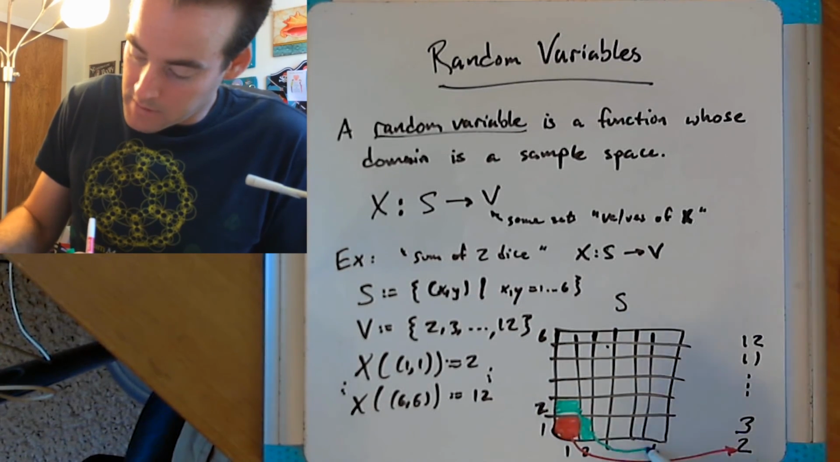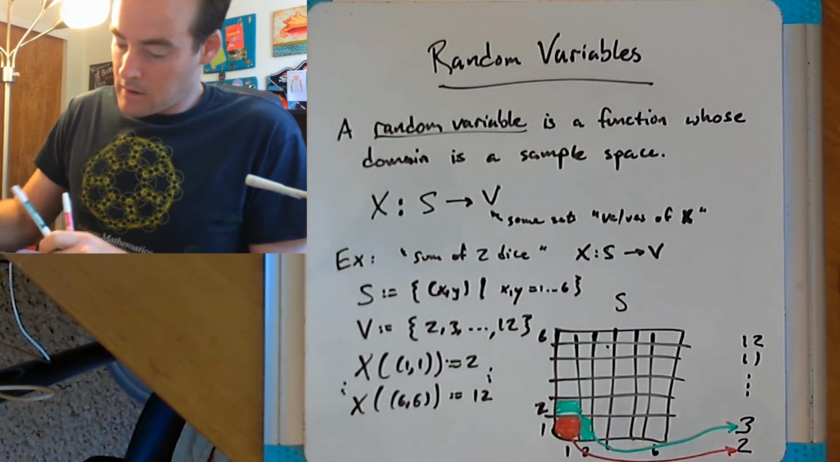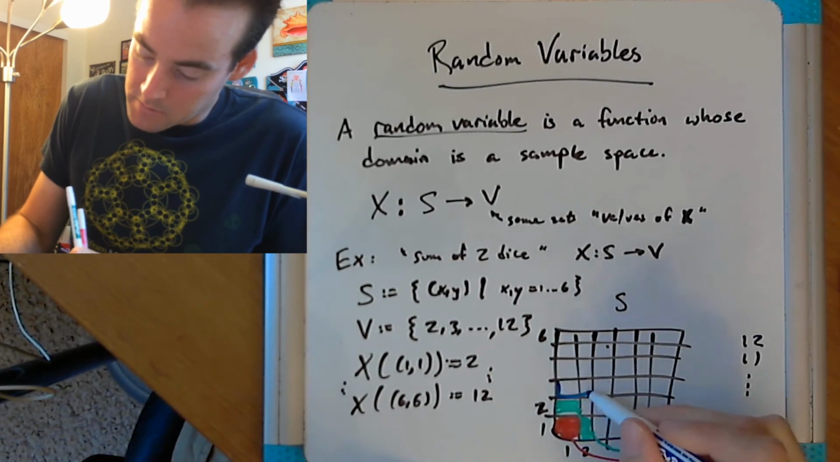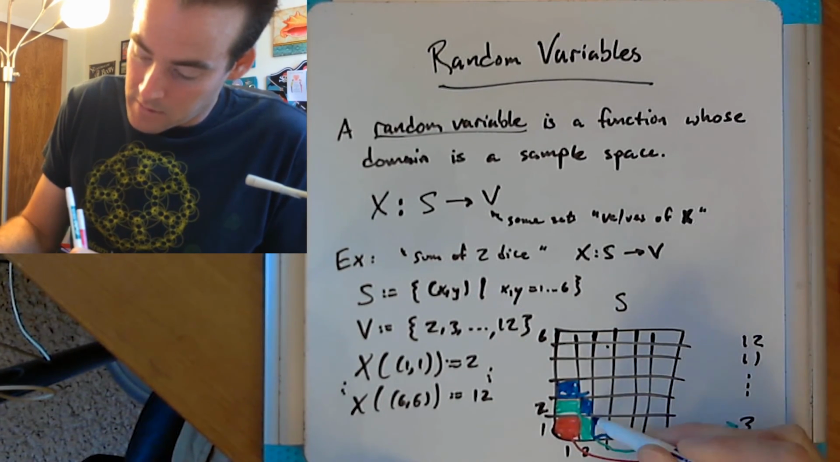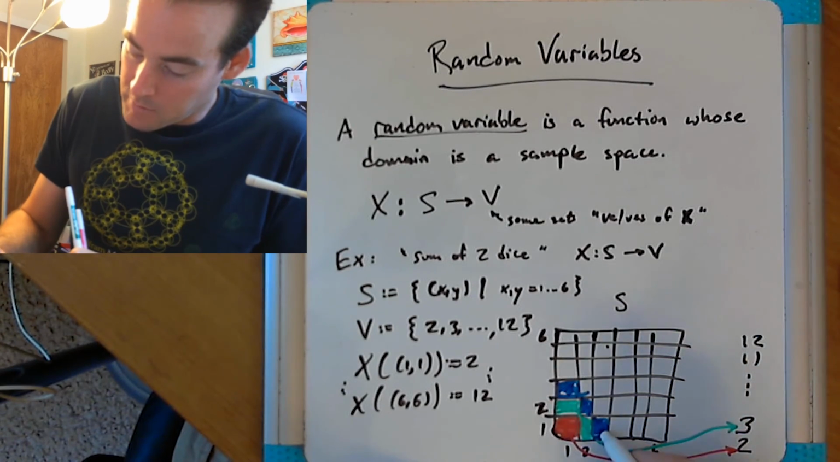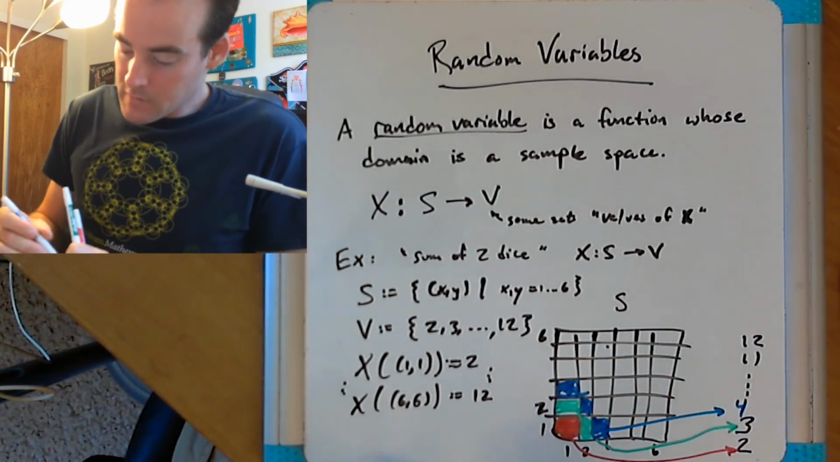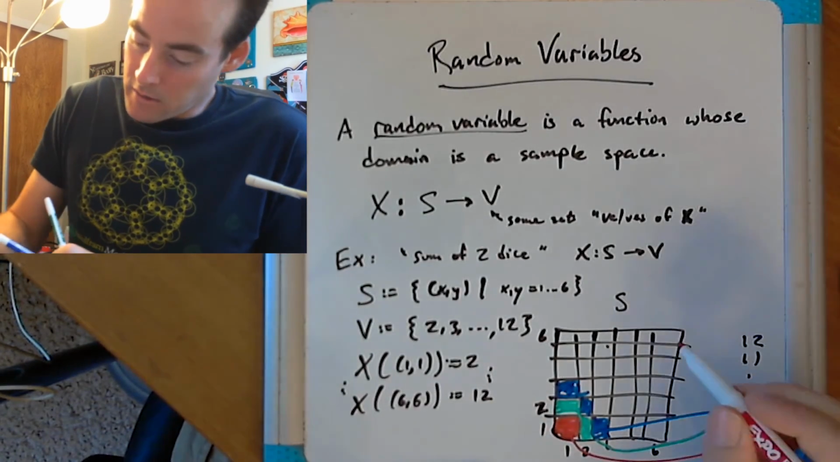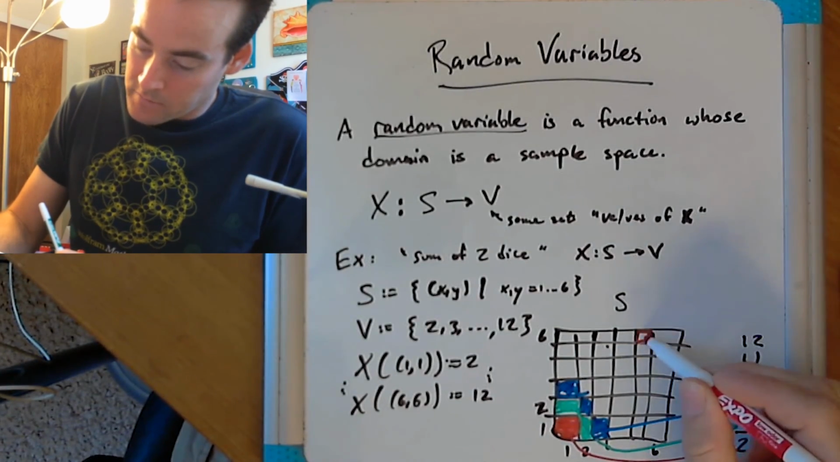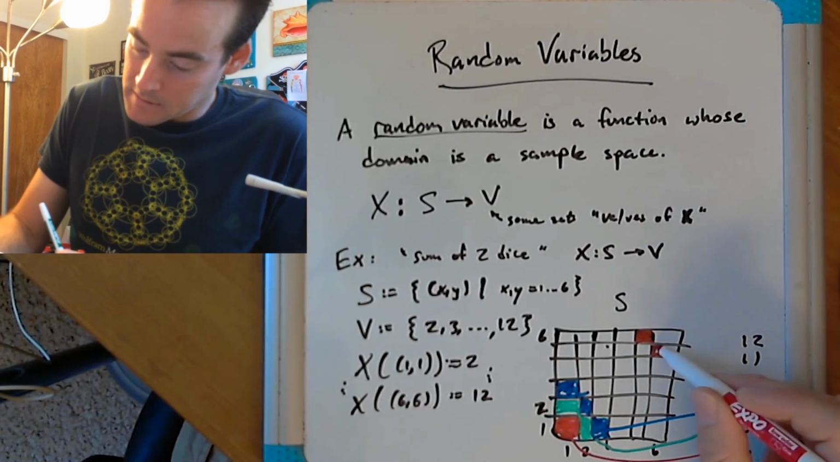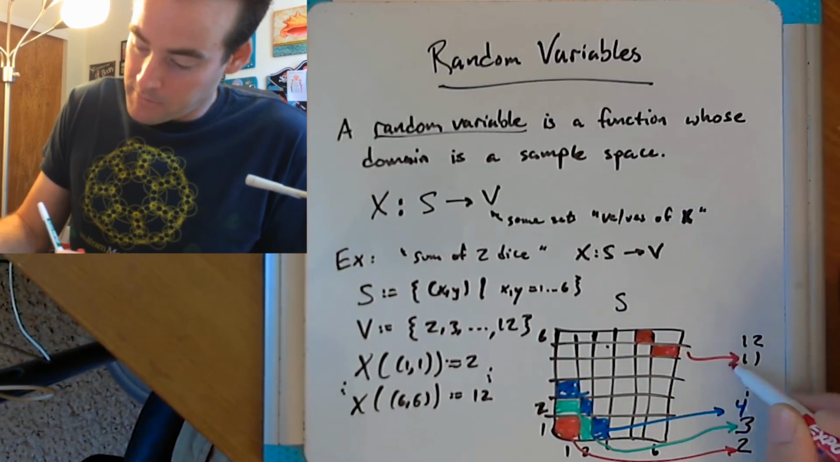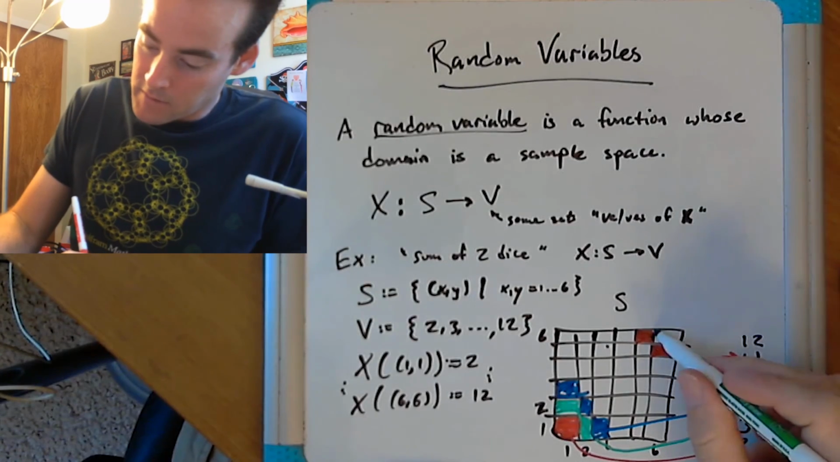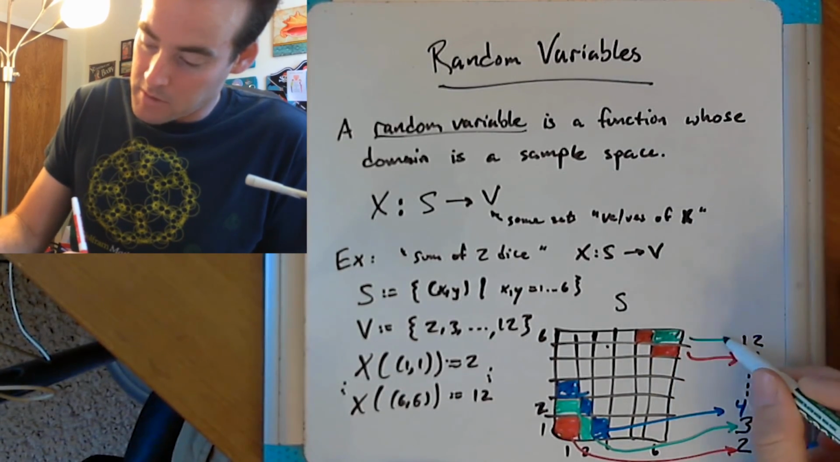X maps both of these to 3. How about this one? This is the outcome (1, 3), (2, 2), (3, 1). These all get mapped to 4 because they all have the same sum. And this process will continue all the way up until, let's see, here's (5, 6) and (6, 5). These will map to 11. And of course, (6, 6) maps to 12.